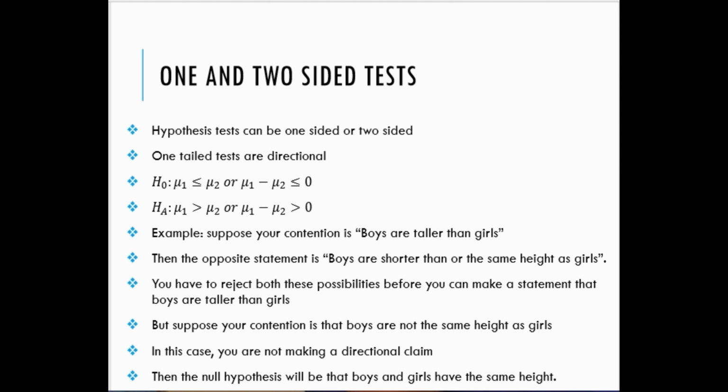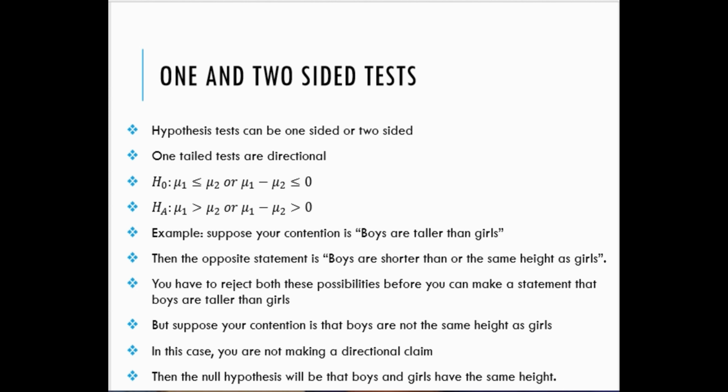But sometimes you make a stronger statement, a directional statement. So you say mu1 is less than mu2, or mu1 minus mu2 is less than 0. Or mu1 is greater than mu2, that is, you take two populations and the mean of one population is less than the mean of the other population, or greater than the other population, and mu1 minus mu2 is greater than 0. Here, these are the null hypotheses and these are the corresponding alternate hypotheses.